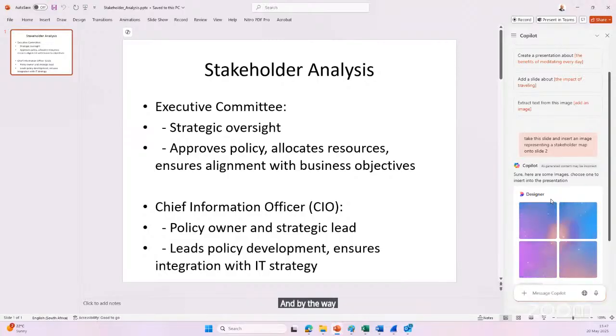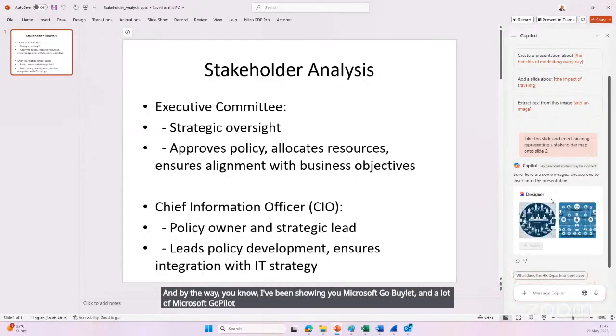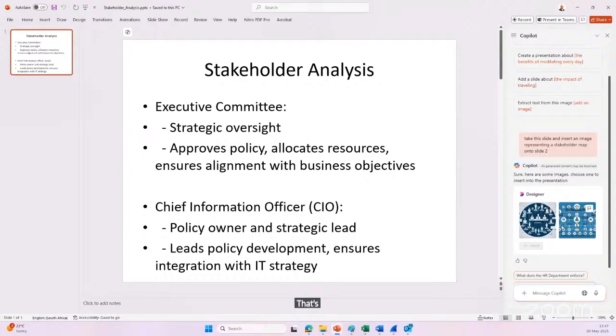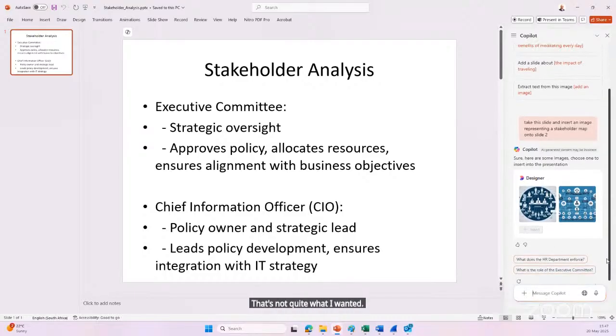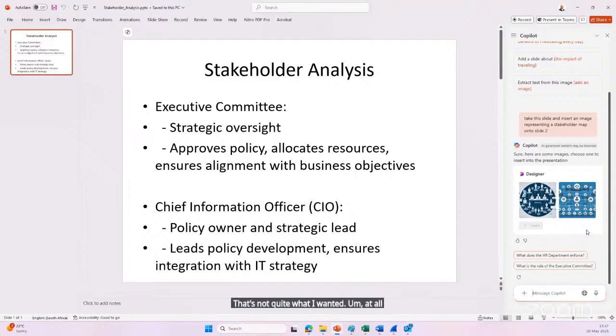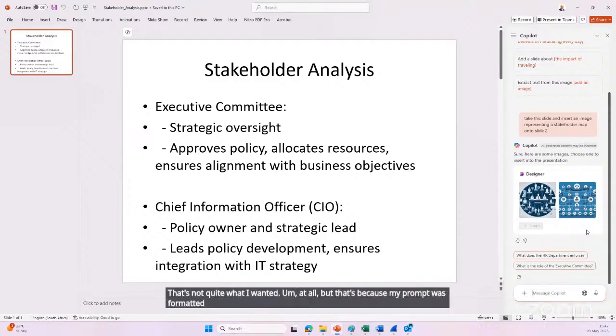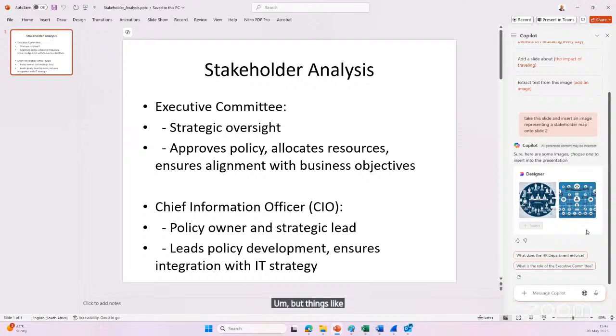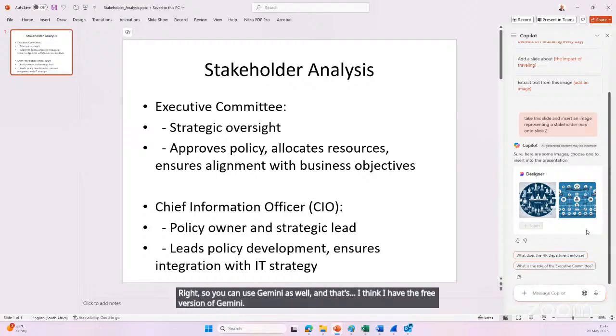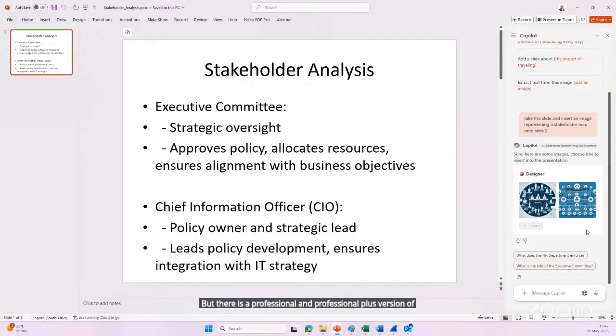By the way, I've been showing you a lot of Microsoft Copilot because this is a Microsoft sponsored event. That's not quite what I wanted at all, but that's because my prompt was formatted badly. But things like Google Docs will have Gemini embedded in it, so you can use Gemini as well. I think I have the free version of Gemini, but there is a professional and professional plus version as well. Ladies and gentlemen, that's it.